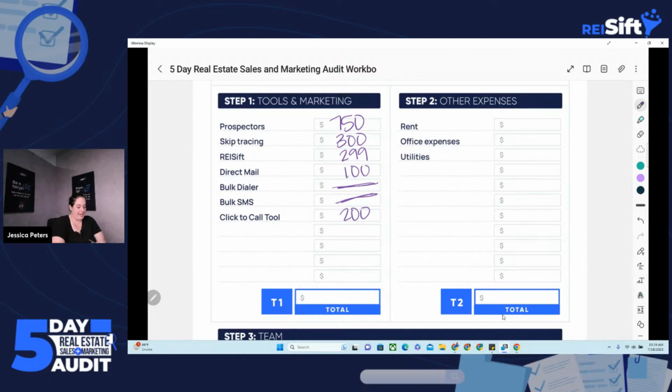$200. And so we're going to add up, and there's blank spaces here, so you can put other expenses. You're running ads. You're putting up bandit signs, like whatever you're spending money on in marketing or tools, you're going to add that up here. So different softwares you could be using, marketing, signs, ads, whatever. And we're going to add this up.